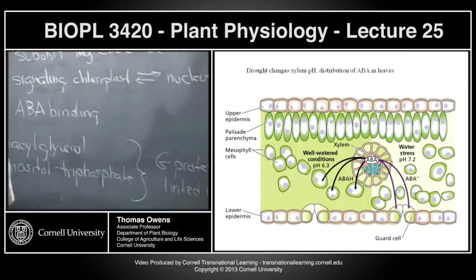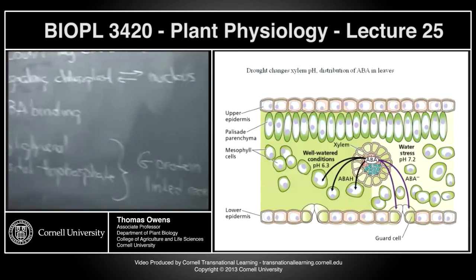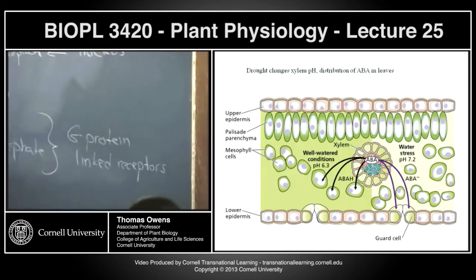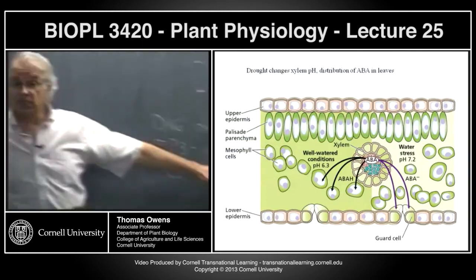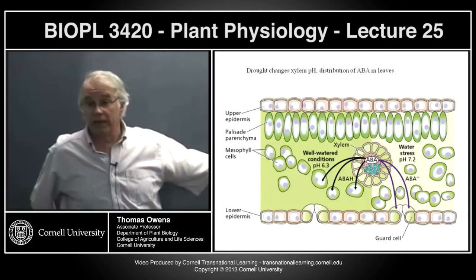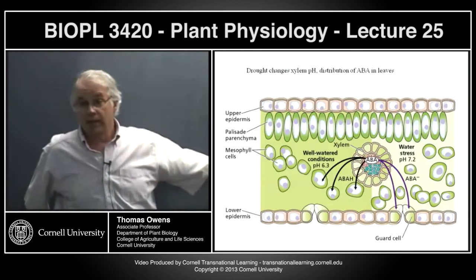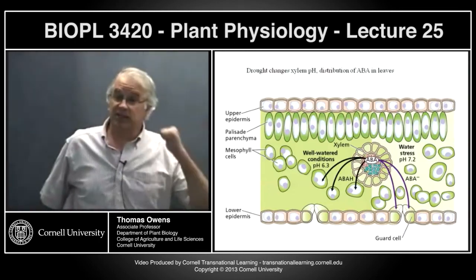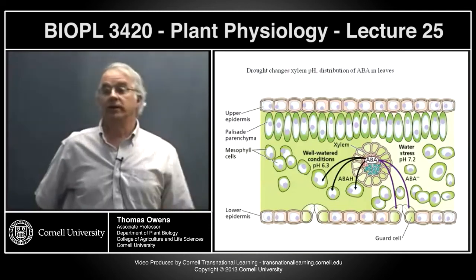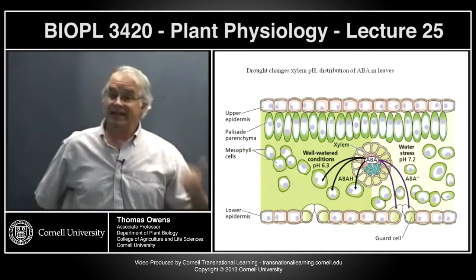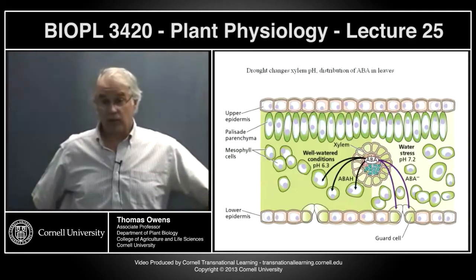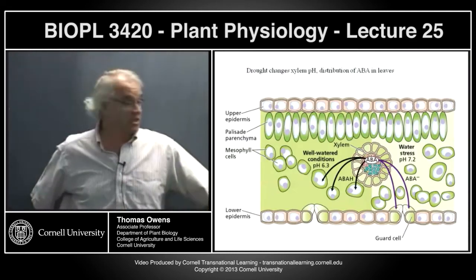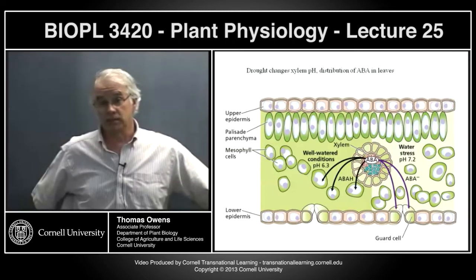There is no G protein linked receptor that's been identified in plants. But the fact that these intermediates play a role in ABA signaling, and the fact that ABA is made in many other organisms besides plants, and those organisms use a G protein linked receptor signaling pathway, suggests that there may also be one in plants.